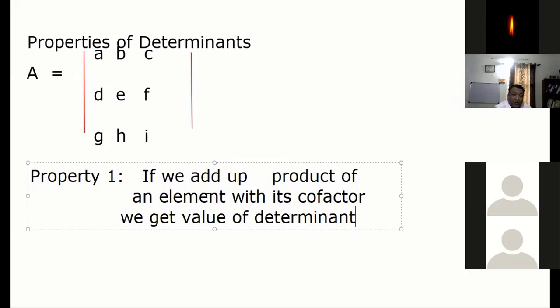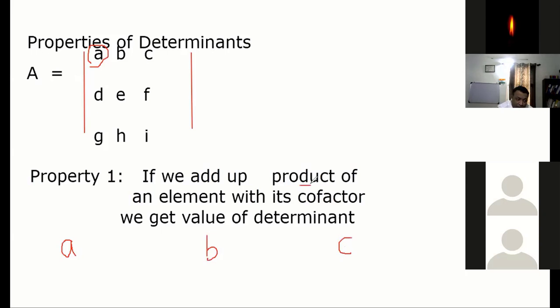If we add up the product of an element with its cofactor, but the element would be of a particular row or particular column, not mix and match somewhere, no. For example, suppose I take element A, I'm adding up. So obviously there will be A, then B, and C. There are three elements. Product of element with its cofactor. What is the cofactor of A? E into I minus H into F.